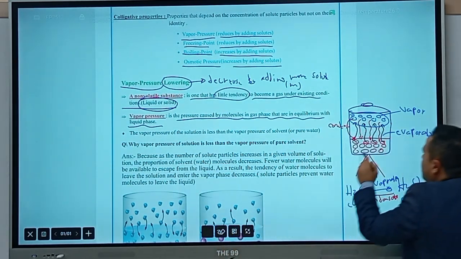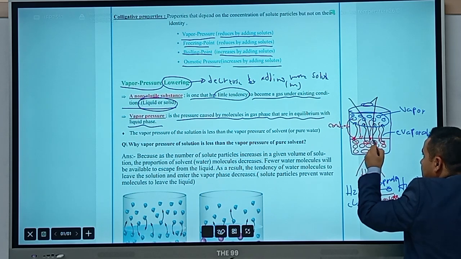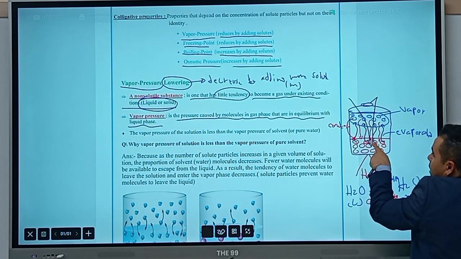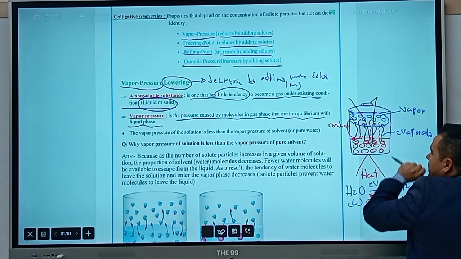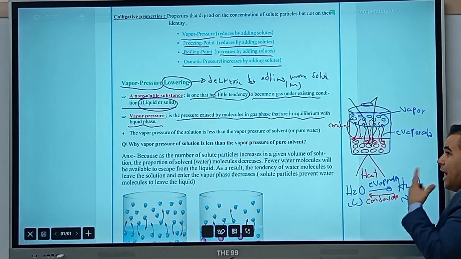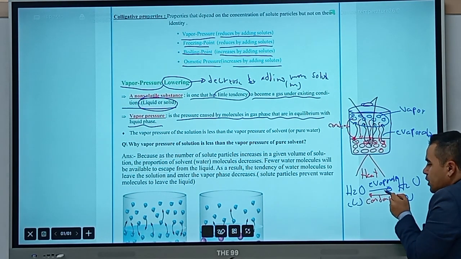So, what is the vapor pressure? The vapor pressure is exerted on the surface of a solvent or solution by the collected amount of vapor on the surface. And that will be in the position when the evaporation rate equals the condensation rate.